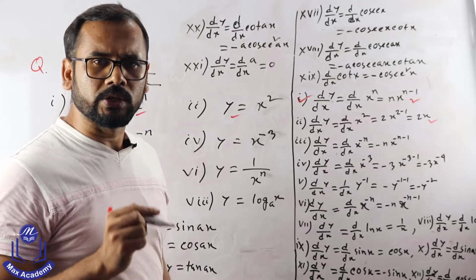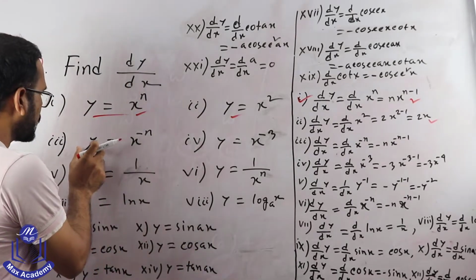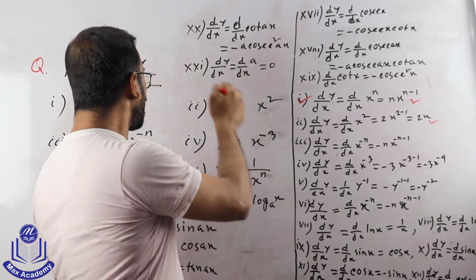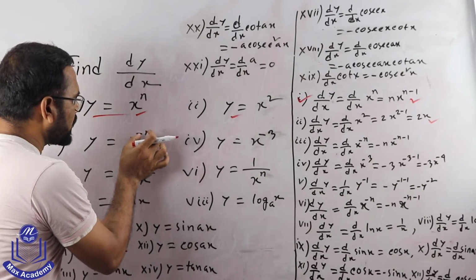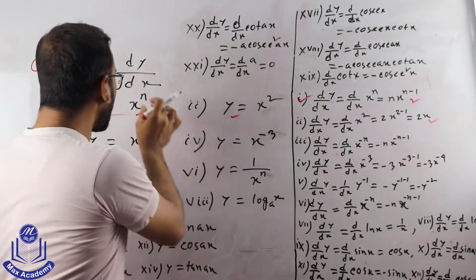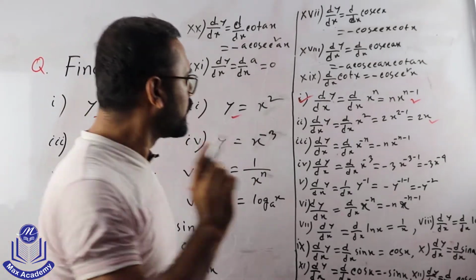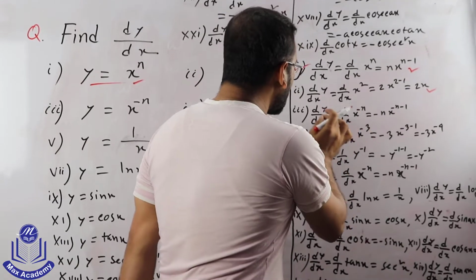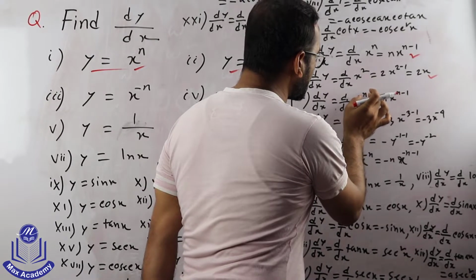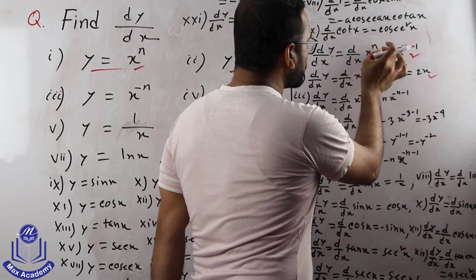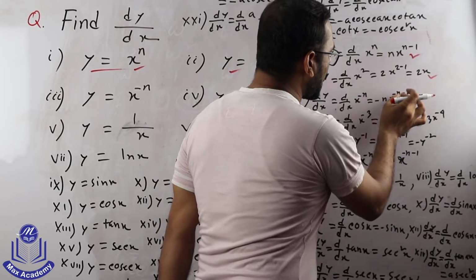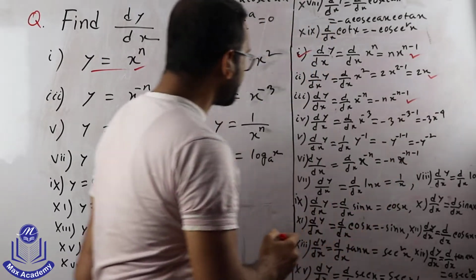Now go for question number 3. Here question number 3 is y is equal to x to the power minus n. Now we need to solve it as per the previous one. Here the power is minus n and there the power is only n. So just shift this n by using minus n. Now we need to write d/dx of y is equal to d/dx of x to the power minus n. Since the power is minus n, we need to replace this n by minus n, and this n by minus n. This will be the result.